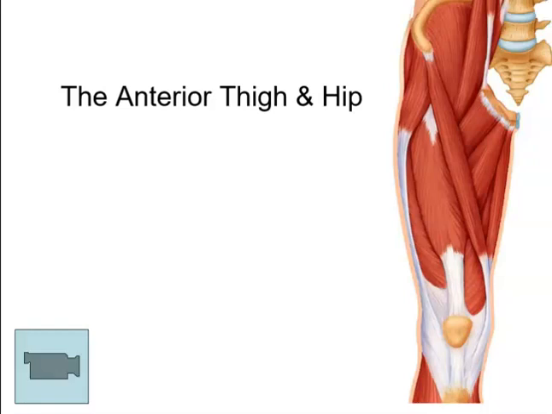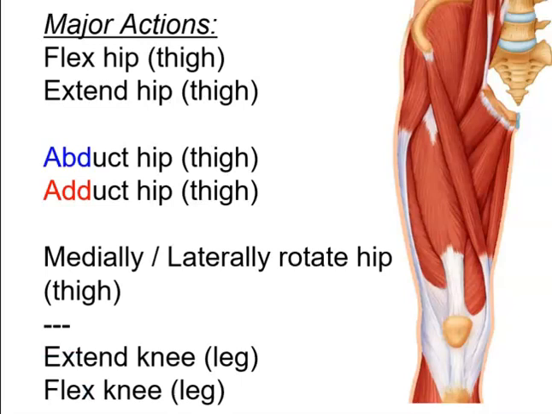This is the PowerPoint on the lab PowerPoint for the muscles of the anterior thigh and hip, and we'll also be going over the muscles of the posterior thigh and hip. So major actions of these muscles is to flex the hip or flex the thigh, as well as extend the hip or extend the thigh. There's also abduction of the hip or thigh, so bringing the thigh away from the midline, as well as adduction of the hip or thigh, bringing the thigh towards the midline of the body. Other actions of these muscles include medial and lateral rotation of the hip and thigh, as well as extension of the knee and flexion of the knee at the leg.